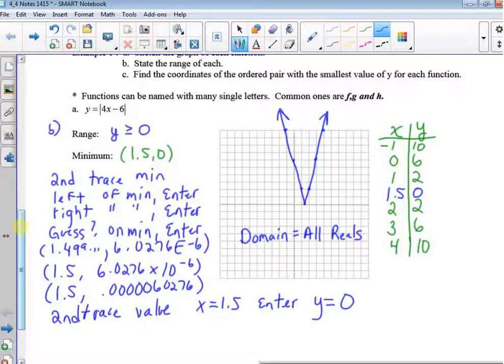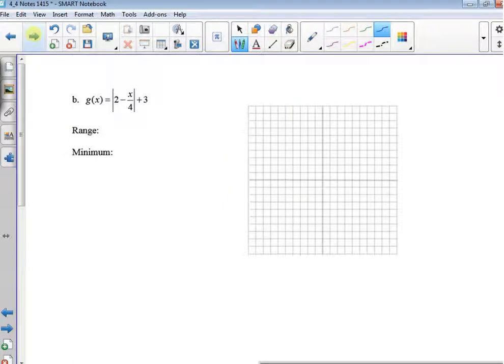And there we go. And find the coordinates of the ordered pair with the smallest value for each function. Actually, that was the minimum, which is 1.5 comma 0. All right, next one. All right, so let's go back and enter that one in.